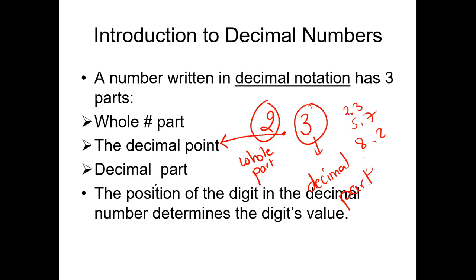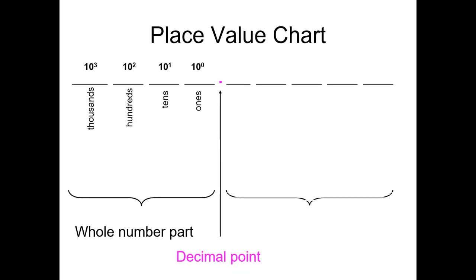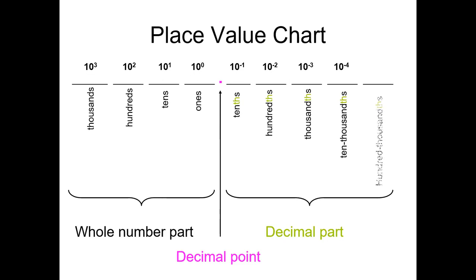Okay. Now we want to know in this lesson the place value of each digit. What is the place value of 2? Is it ones, tens, or hundreds? What is the place value of 3? The position of the digit in the decimal number determines the digit's value. The place value chart, this is the place value chart. It's so important, your teacher says. Please, you have to study the place value of each digit.